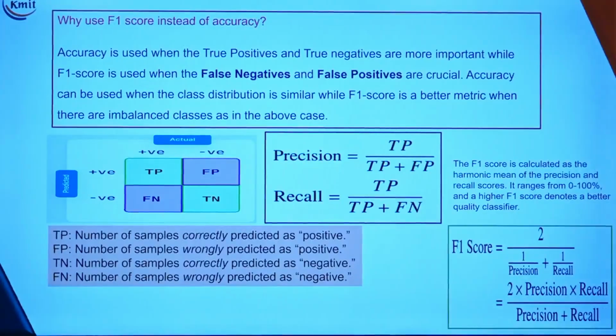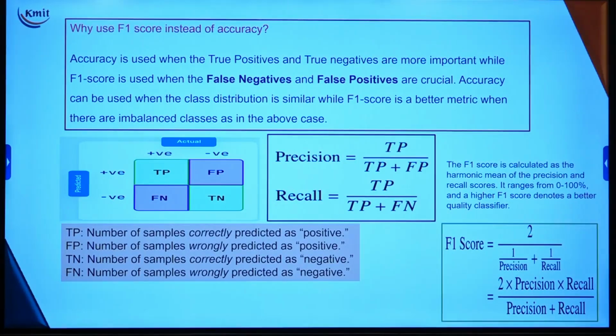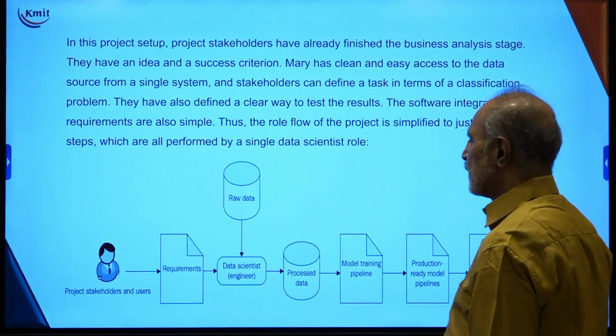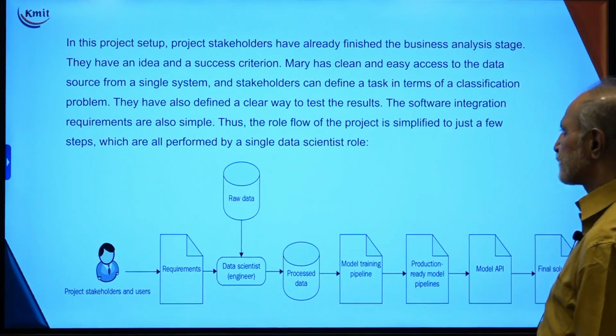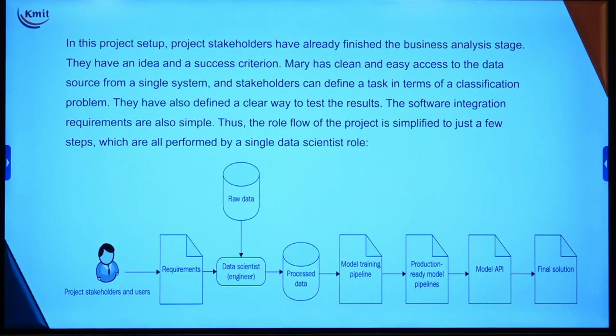So, an F1 score is a better measure of accuracy when you have a very high class imbalance, and this is how we do it. So, in this project setup, project stakeholders have already finished the business analysis and they have an idea and a success criteria. Mary has clean and easy access to the data from a single source system, and stakeholders can define the task in terms of a classification problem: fraud is happening or fraud is not happening.